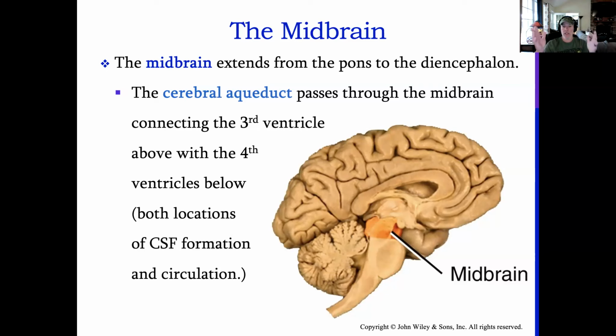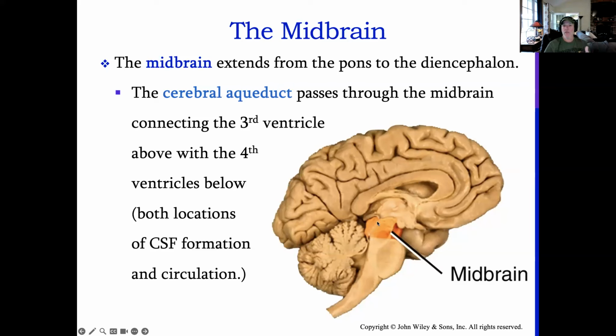These colliculi are going to exist on each side of the posterior of the midbrain, and the posterior of the midbrain is going to be separated from the anterior of the midbrain by a channel that you can barely see, kind of right through there, that is called the cerebral aqueduct.